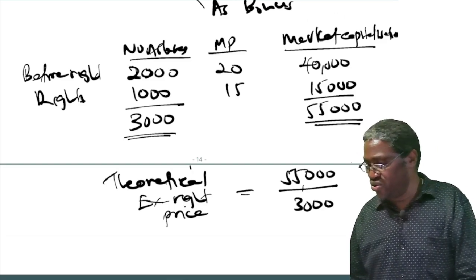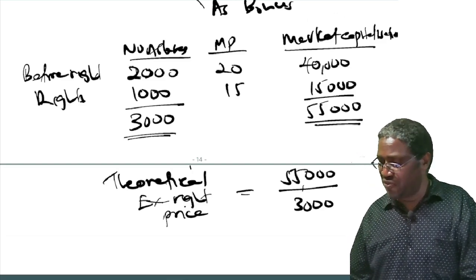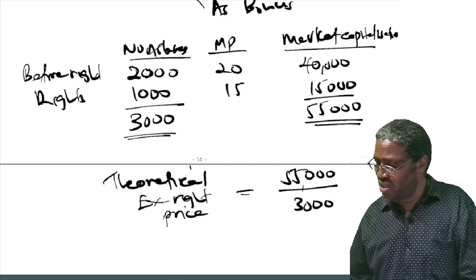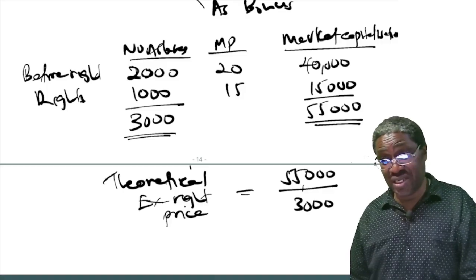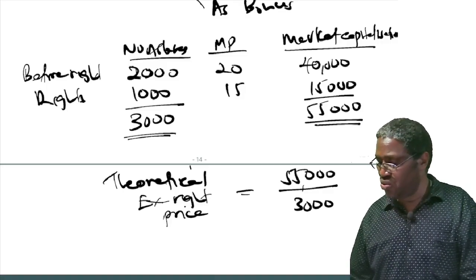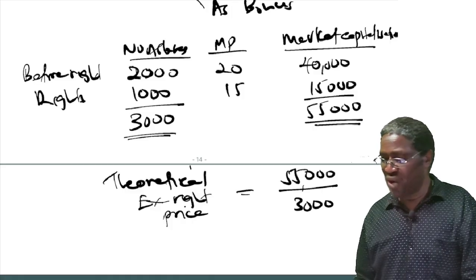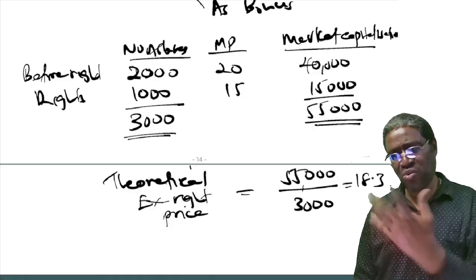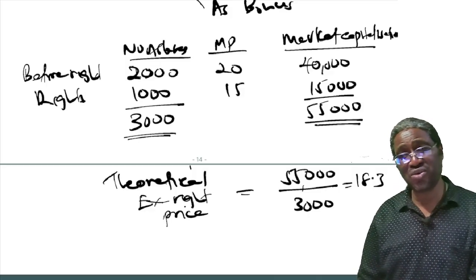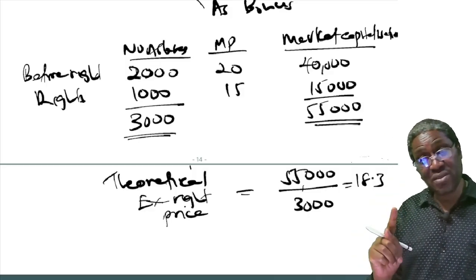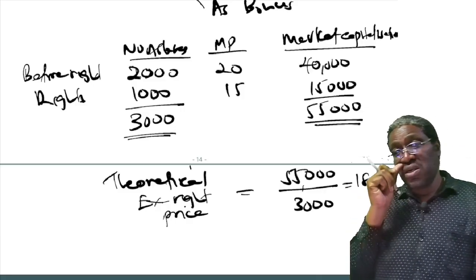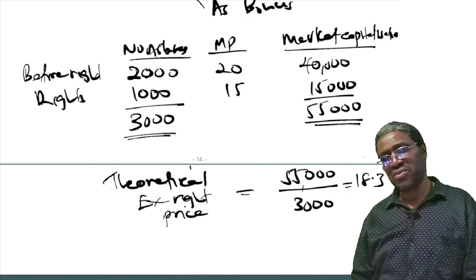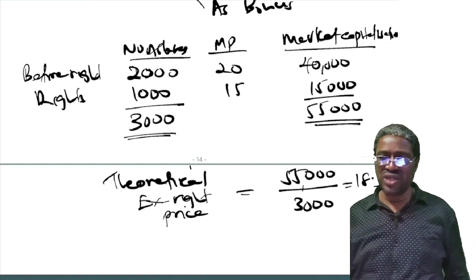Good. Let me use my calculator here. I take 55 million. I divide that by the number of shares in the market after the rights issue, which is 3 million. So I expect the price will come down to 18.3 to 1 decimal point. Good. Listen to this now. So we expect that after 1st of July, the market price of the shares will go down to 18.3.